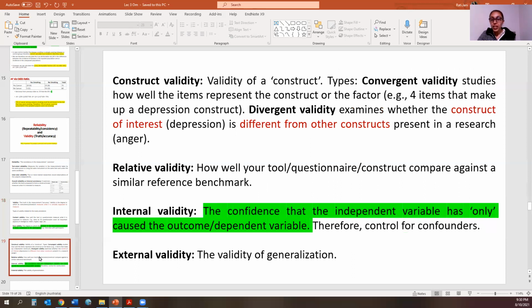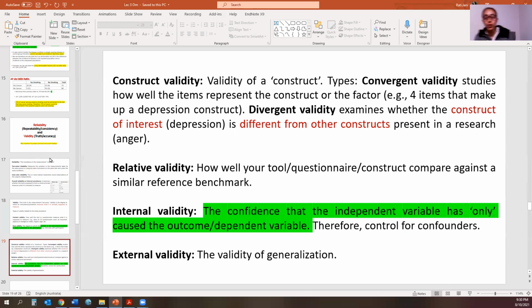Okay, then moving on further, construct validity. Construct validity is as quantitative as it can get, as statistical as it can get. All right, and I'll show you how. So again, for construct validity, there are 2 types. You have convergent validity and then you have divergent validity. Convergent validity means, when you have these items which are representing a construct, are these items representing the construct well?